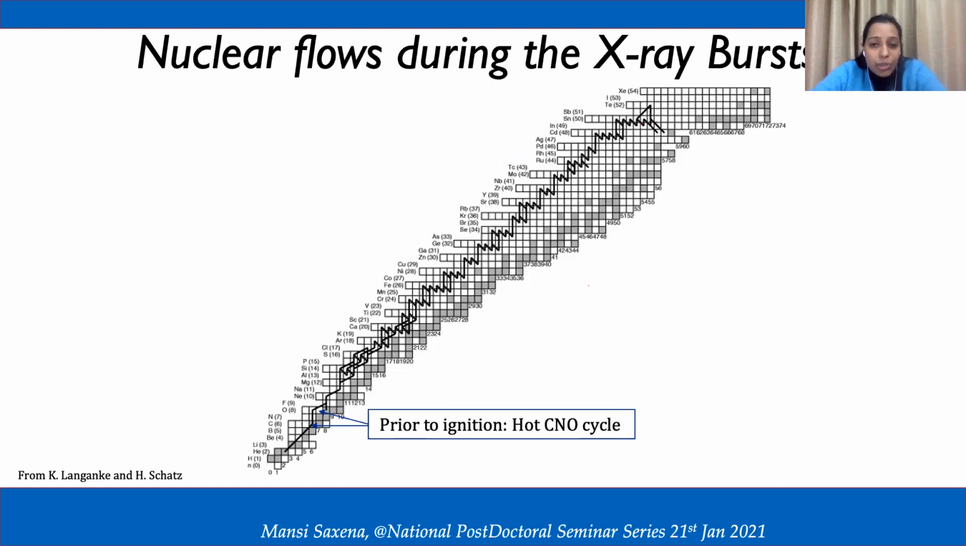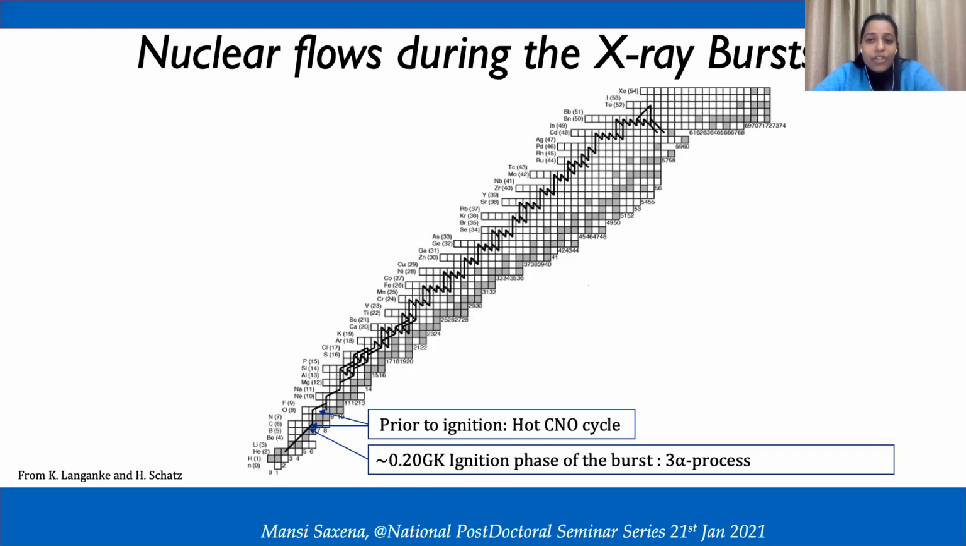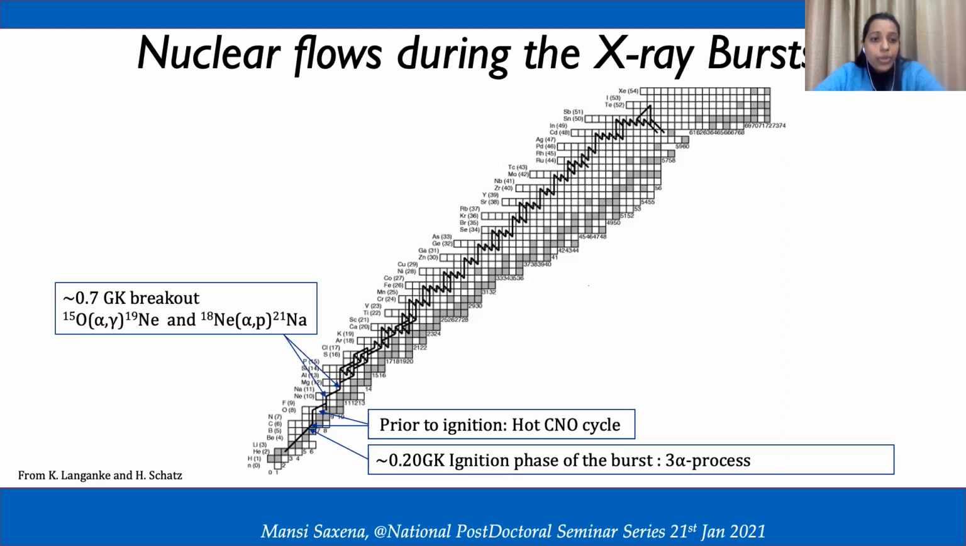So the explosive nuclear burning is actually triggered as soon as temperature sensitive reaction sequences like the triple alpha reaction start to contribute. At a temperature of around 0.7 gigakelvin, the breakout reaction from the hot CNO cycle is initiated. This is initiated by the 15O(α,γ) and 18Ne(α,p) reactions. While the triple alpha reaction delivers the CNO fuel, the breakout reactions can open the door to two long reaction chains.